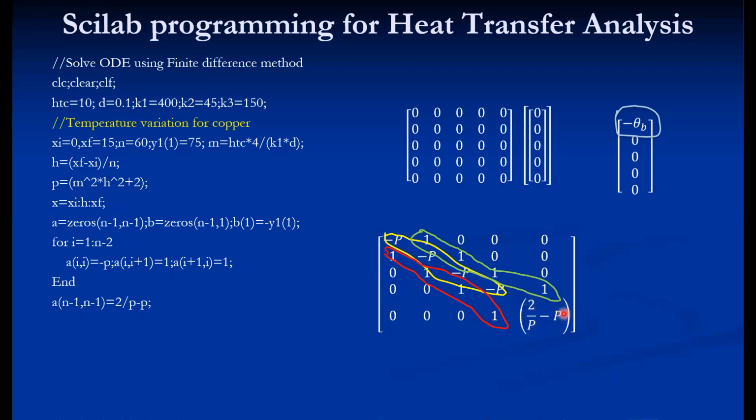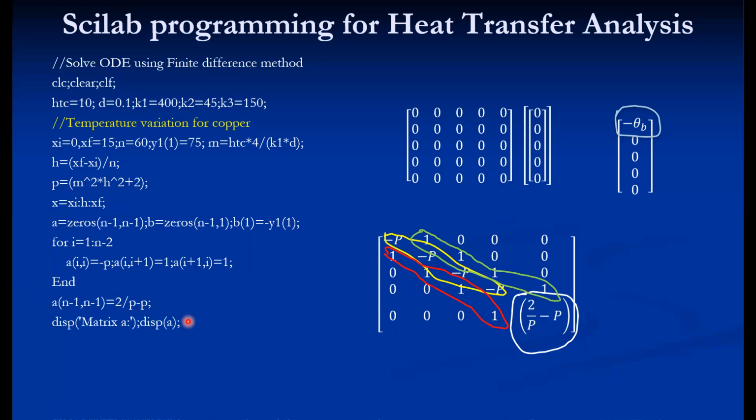So in order to write this, which is actually 5 by 5, we can say A(n-1, n-1). So that is 2 by p minus p. So if we use this command, it puts the value. So this way a matrix is completed, whatever the coefficients we have to write. So all the coefficients we can write here by using this command.